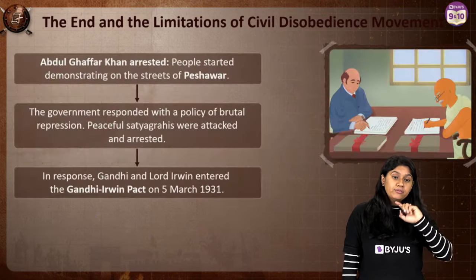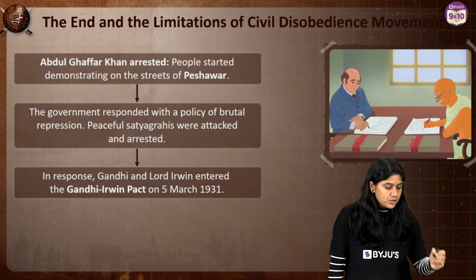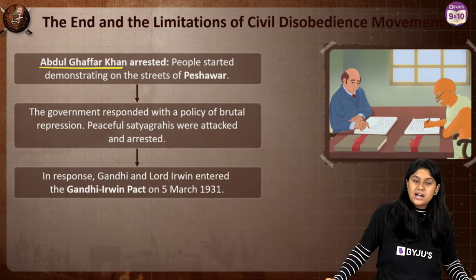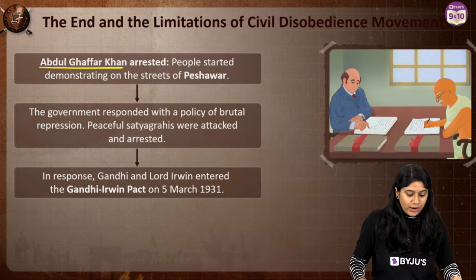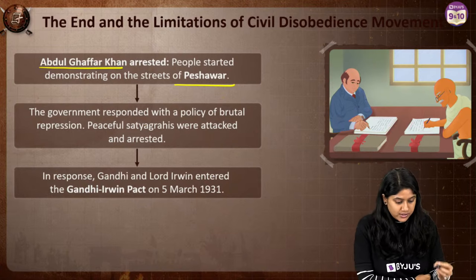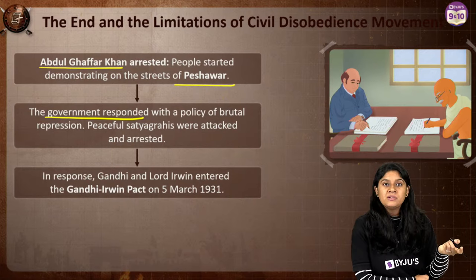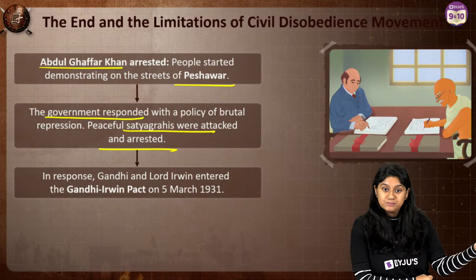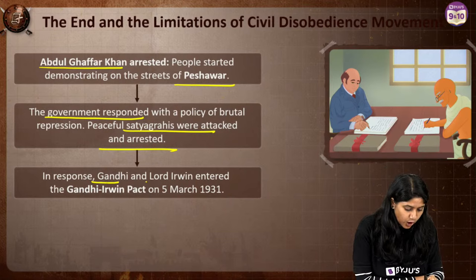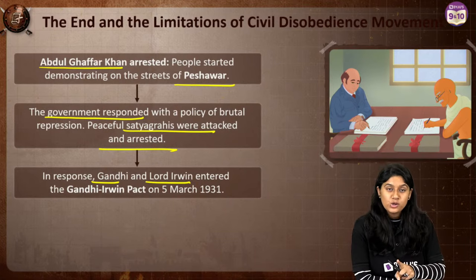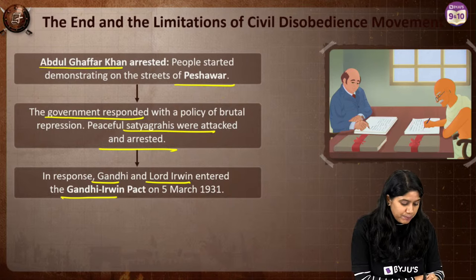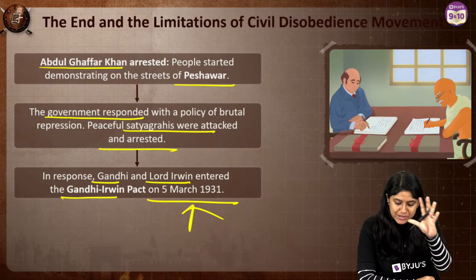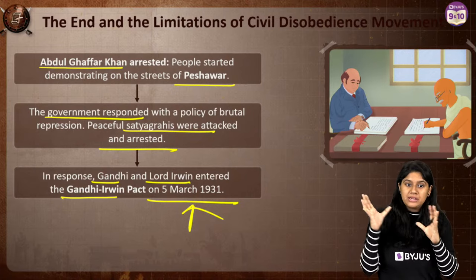After this, we saw two very important things happening. After the arrest of Abdul Ghaffar Khan, people started going a little bit violent in the streets of Peshawar, and the government responded with brutal policies, with mass arrests of various people. In response, Gandhiji and Lord Irwin entered into a very important pact, the Gandhi-Irwin Pact on 5th March 1931.